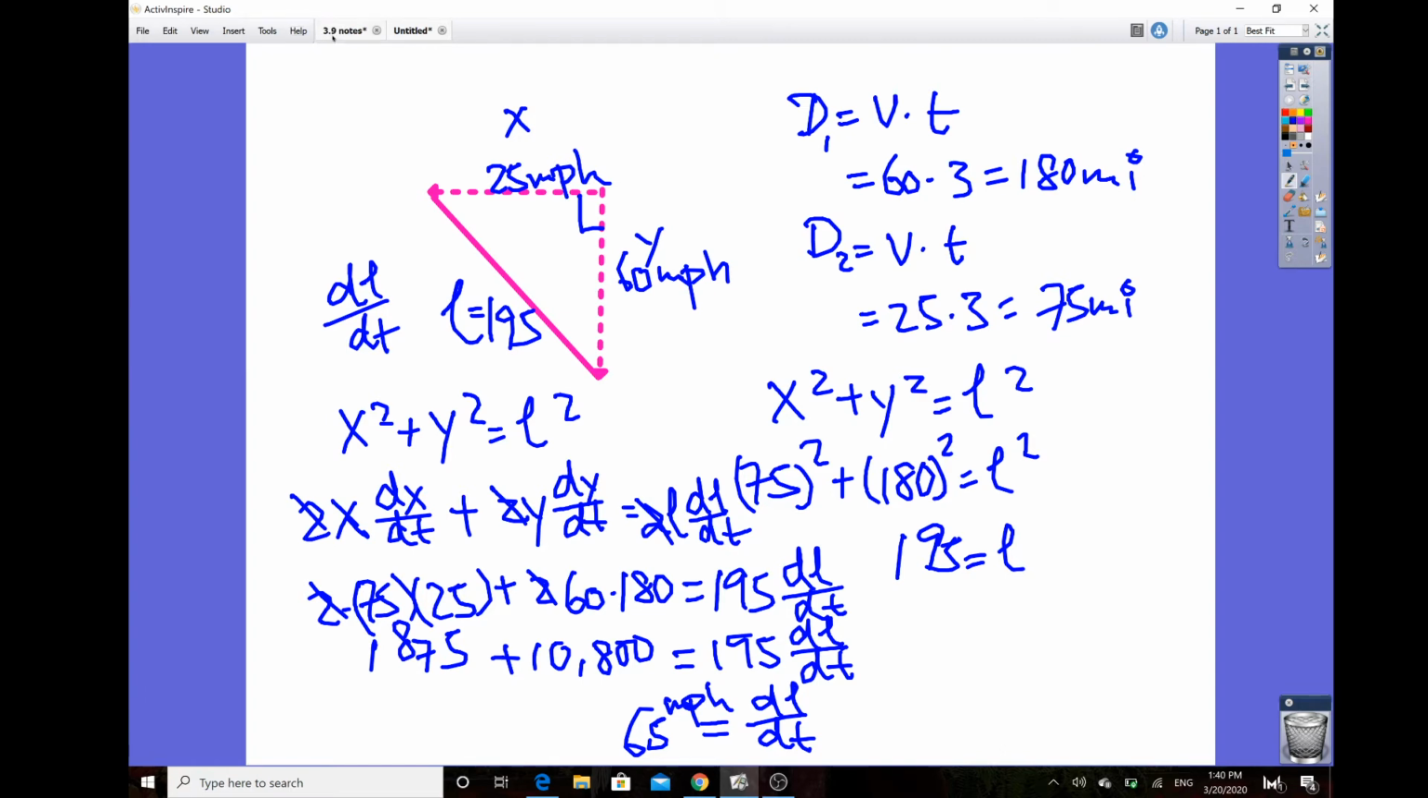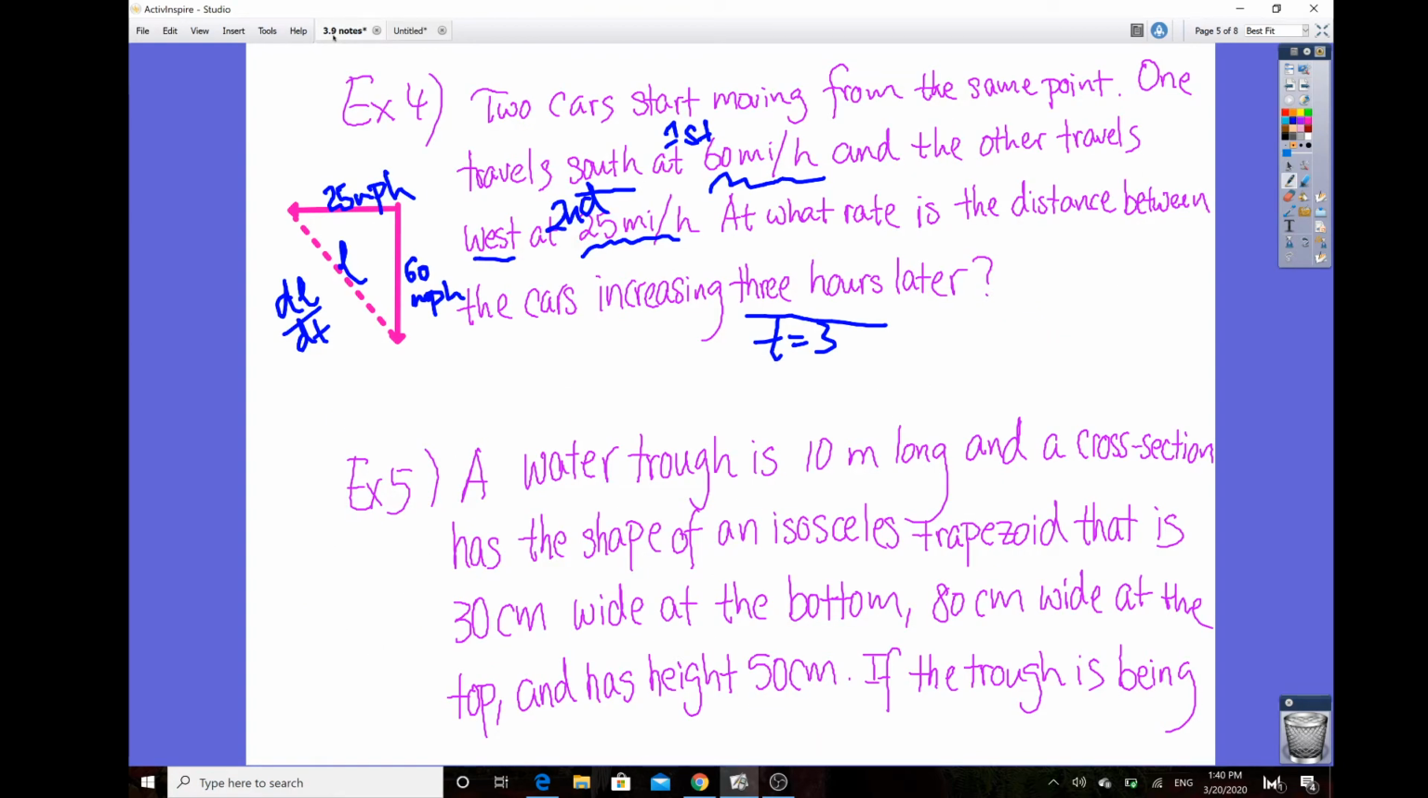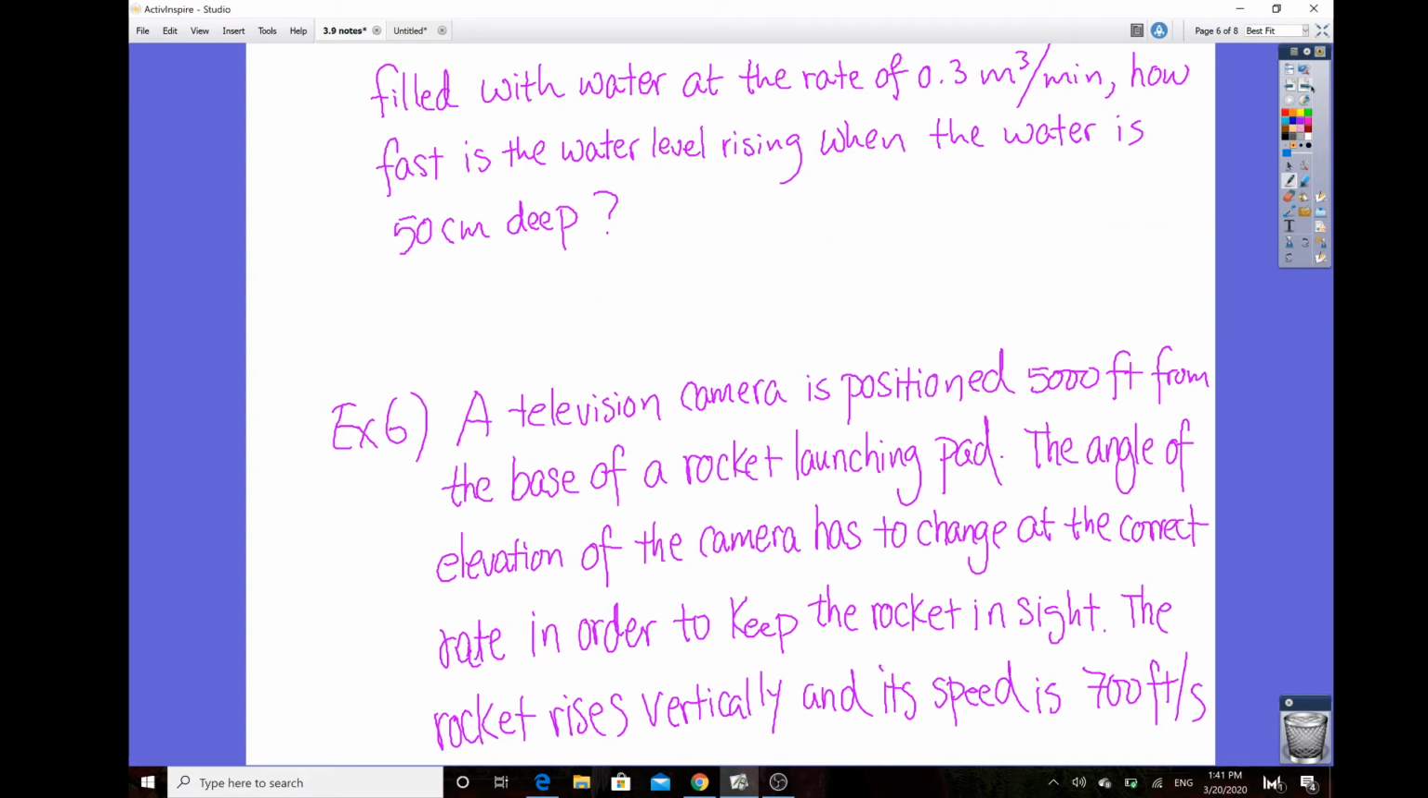So back to the slide. Okay, so here's another one. A water trough is 10 meters long and its cross-section has the shape of an isosceles trapezoid that's 30 centimeters wide at the bottom and 80 centimeters wide at the top, and has height 50 centimeters. If the trough is being filled with water at the rate of 0.3 cubic meters per minute, how fast is the water level rising when the water is 50 centimeters deep?